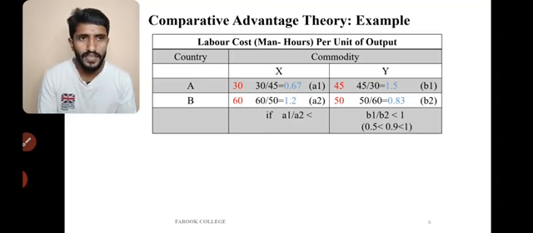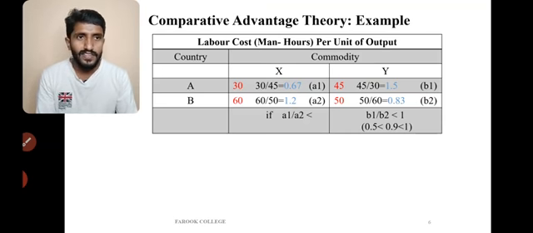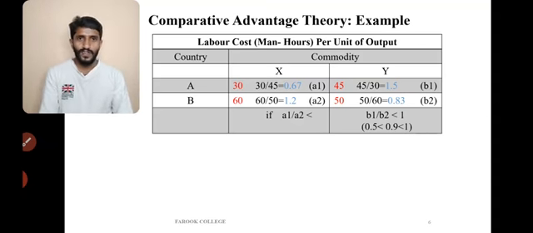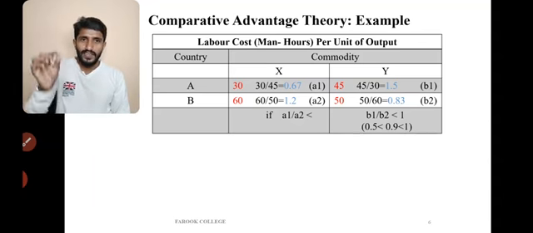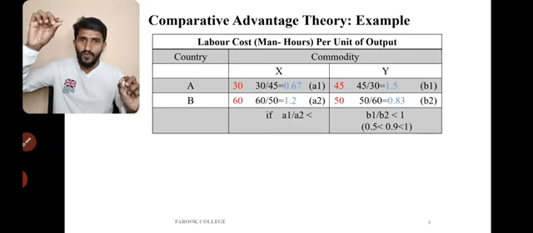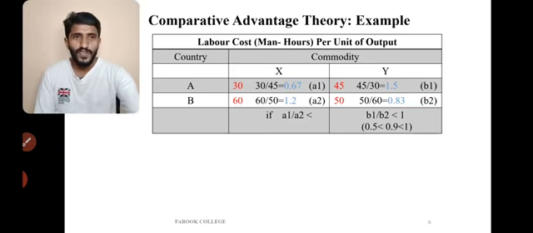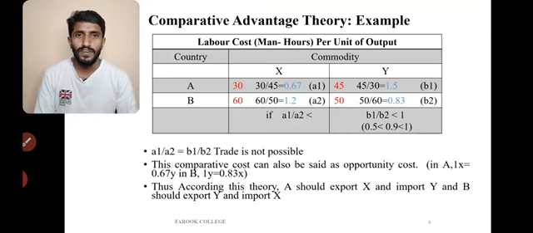But what about the Y? Comparative cost in producing Y is equal to 1.5 in country A, then 0.83 in country B. It means comparative cost is less in country B. So now the problem is solved, because A has comparative advantage in X and B has comparative advantage in Y. They can mutually trade with each other. So this is the idea of comparative advantage theory.